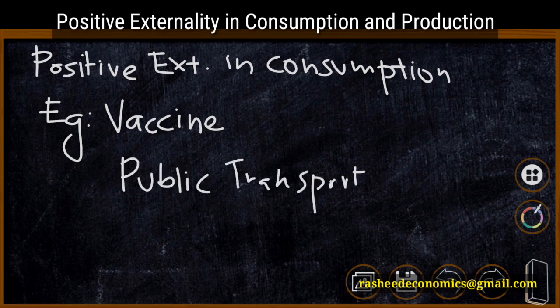Another example is public transport. If most of the people use public transport, usage of vehicles will be decreased. That means private usage of vehicles will be decreased, pollution will be decreased, decrease in greenhouse gases, which will lead to the improvement in quality of life. There will be lesser demand for fuel. Therefore increased usage of public transportation facilities will increase social welfare. There is positive externalities.